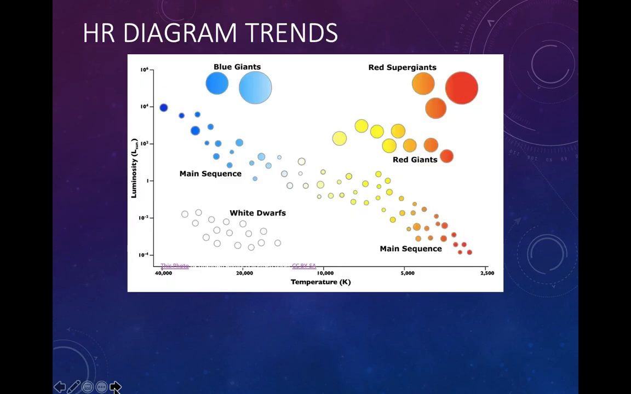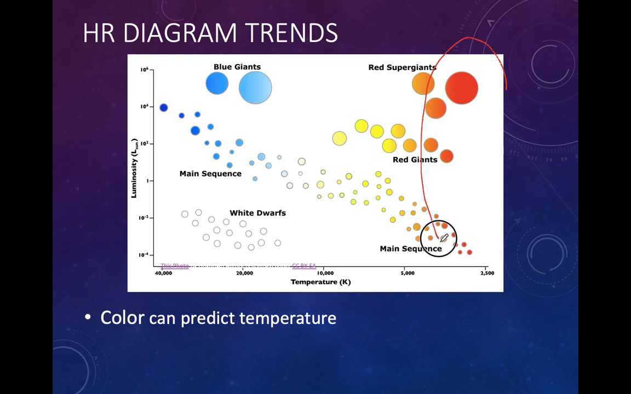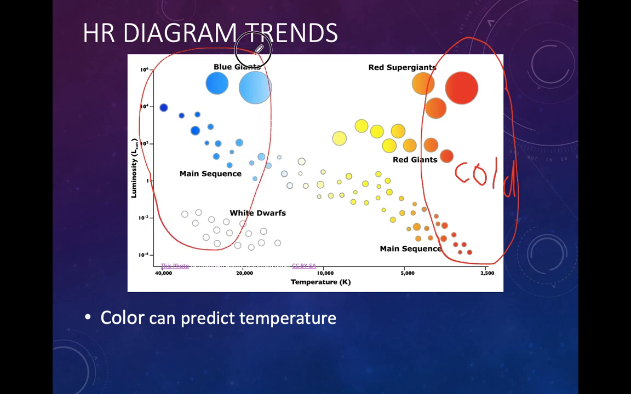There are a couple of trends on the HR diagram. We know that color can predict temperature. So on the right side where it's orange and red, that's going to be where we have colder stars, whereas on the left side where we have the blue stars, that's going to be hot.